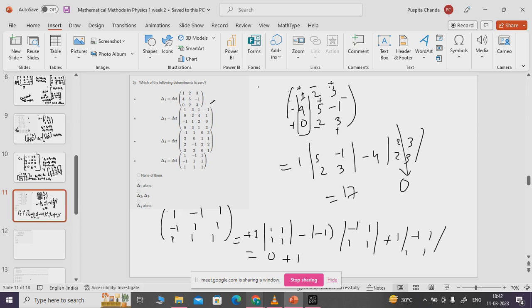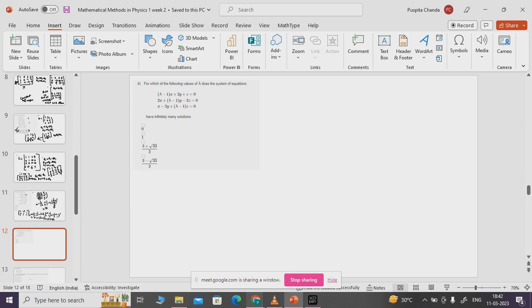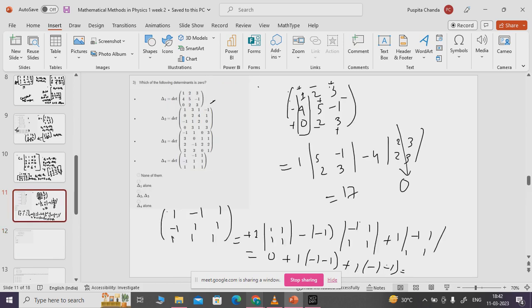Okay, this is plus 1, minus 1, minus 1, it is minus 1, minus 1, so minus 1, minus 2, and this will be, okay, sorry, this will be minus 4. So delta 1 4 is non-zero.